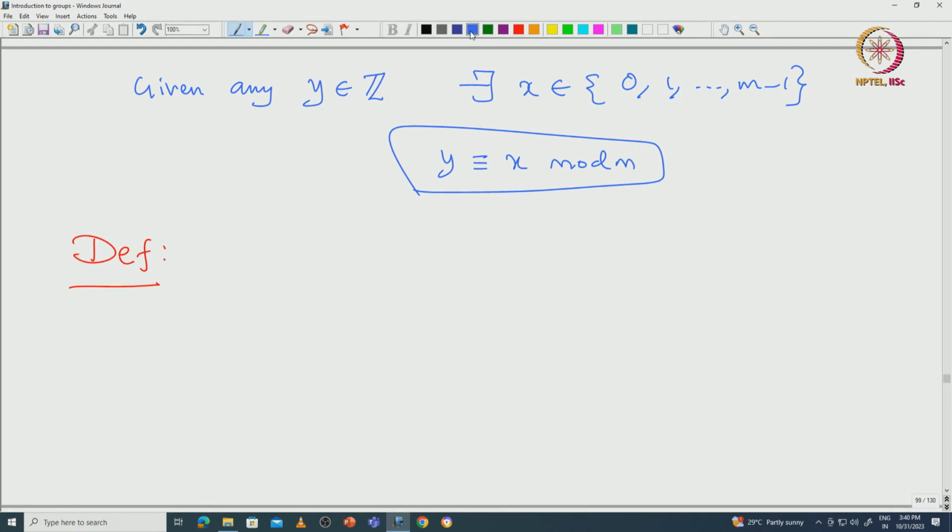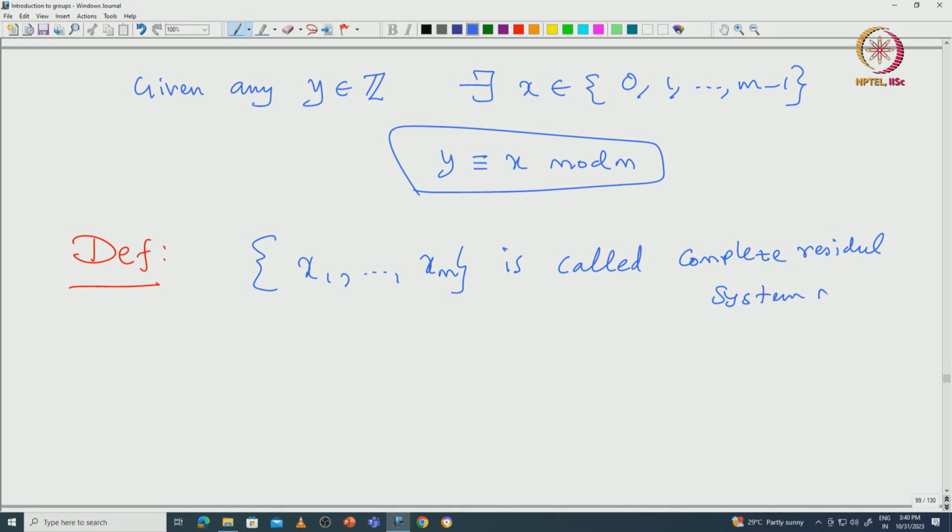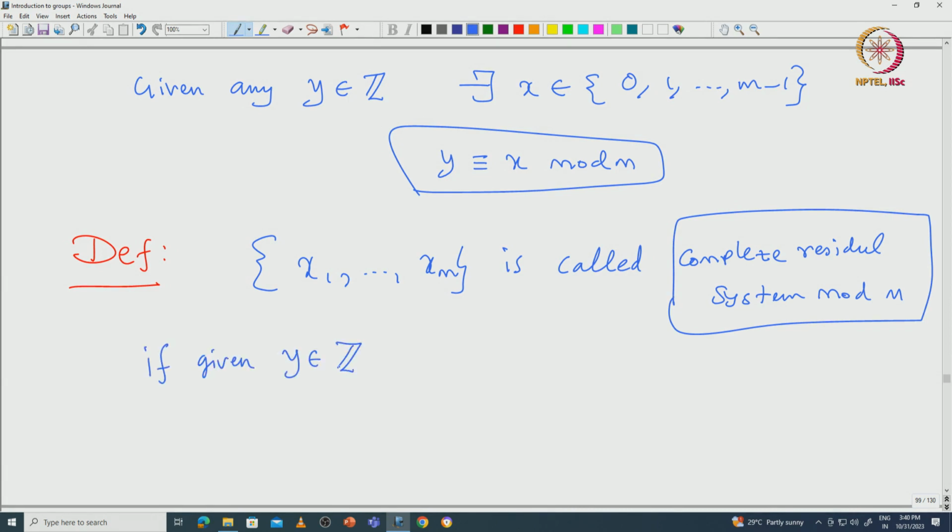So here is the definition. You take any m numbers, because there should be at least m residues, as we have seen. You take x1 etc. xm, some subset of integers. This is called a complete residue system modulo m if, given any y inside Z, there exists xi such that y is congruent to xi modulo m. So it should lie inside that.